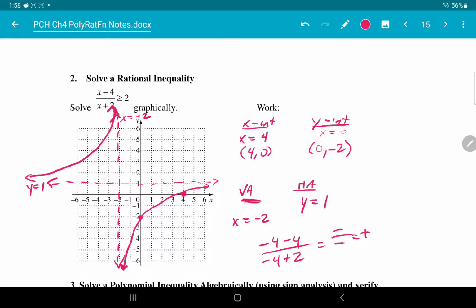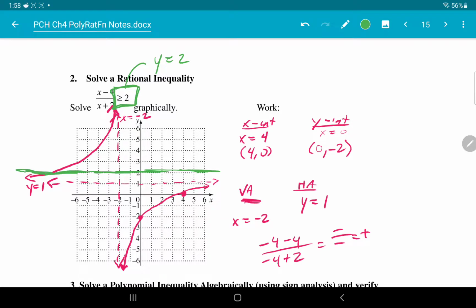Okay. Now the question that this problem is asking us is, when is this rational function, which we have already drawn now, greater than or equal to 2? Well, that's a y value. This is saying that the y value is 2. So when is this rational function basically a y value of 2 or more?